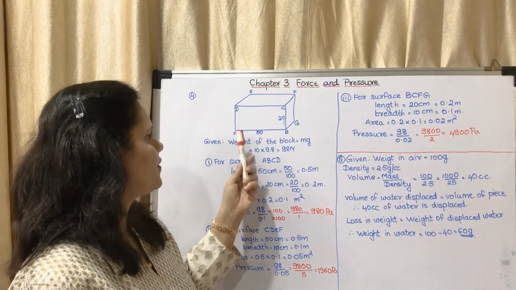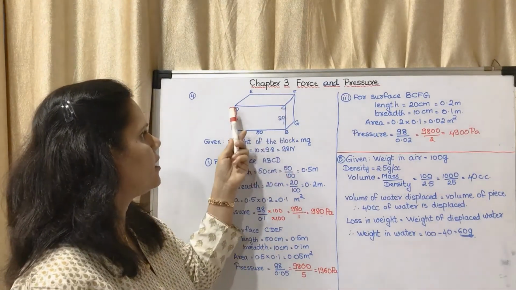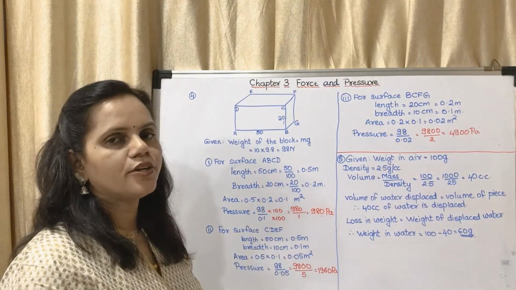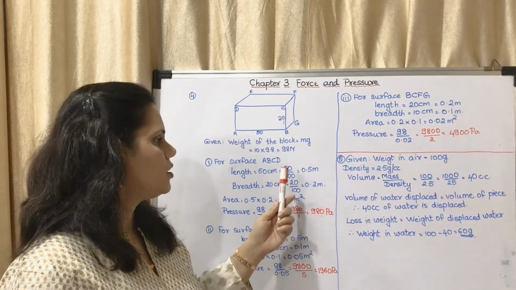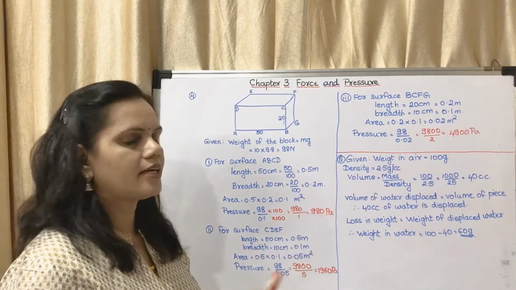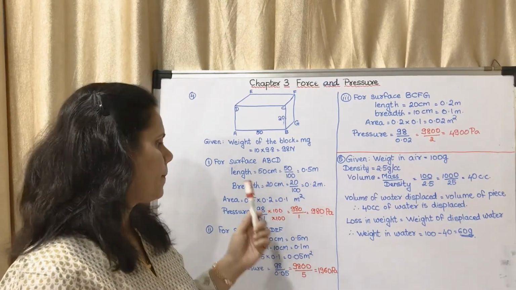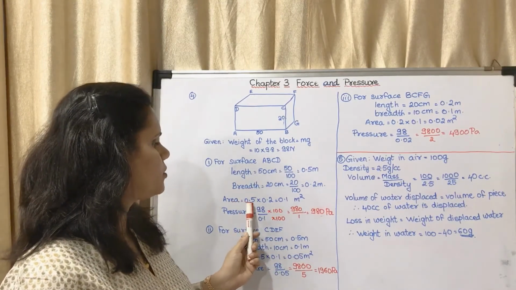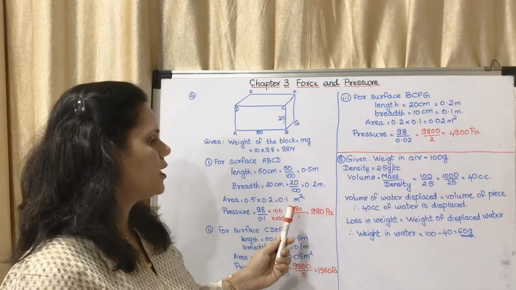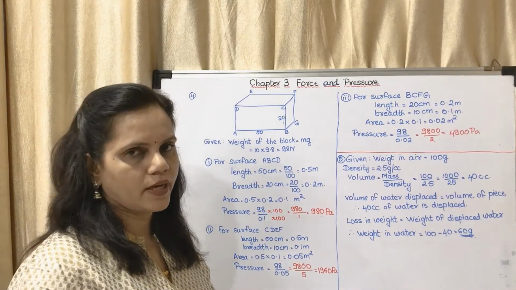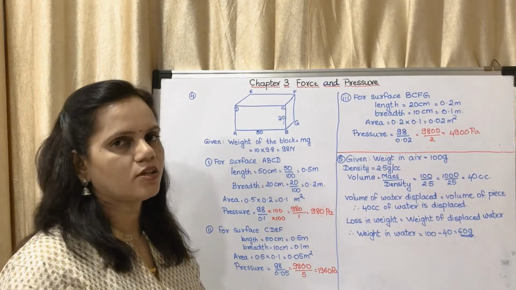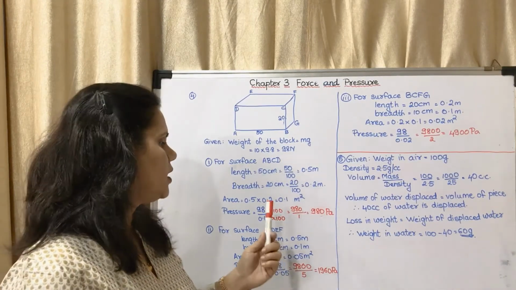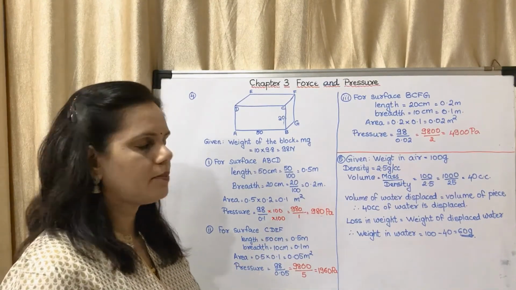Now for surface ABCD, length is equal to 50 centimeter. You have to convert it into meter, so it will become 50 upon 100, that is 0.5 meter. Breadth is 0.2 meter. So area will become 0.5 into 0.2, that is 0.1 meter square. You could take it as 0.10 also. The calculation will come to the same only. Here they have taken 0.1 meter square.